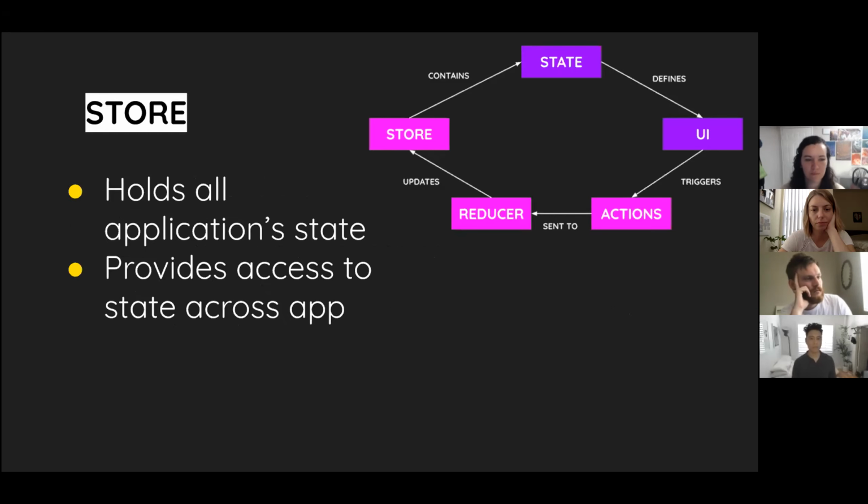And then once the reducer has updated state, the store holds the new state along with the entire state of the application. Thus, different components of the application can then subscribe to specific state updates and display them on their UI. Thus fulfilling the happy circle of Redux.